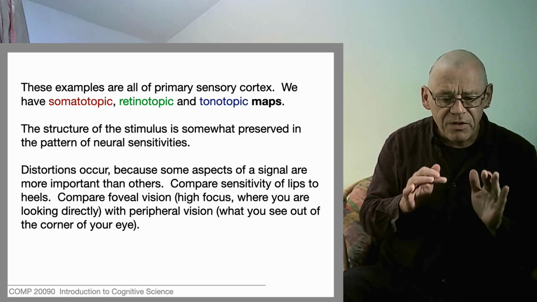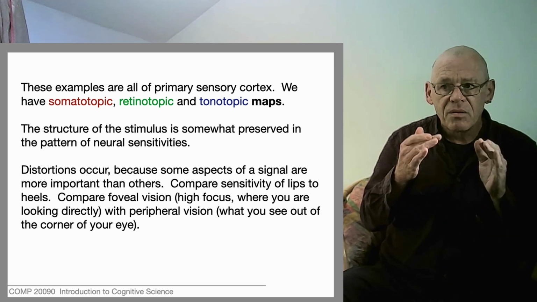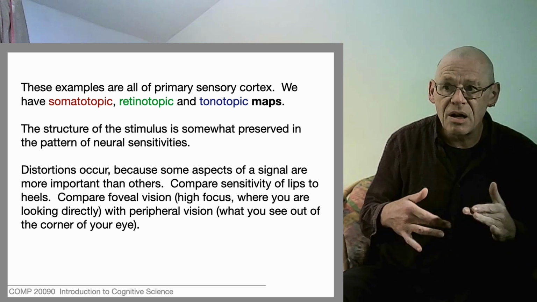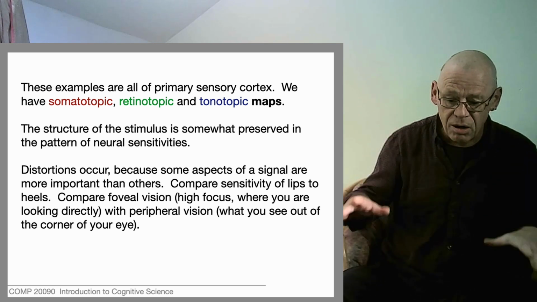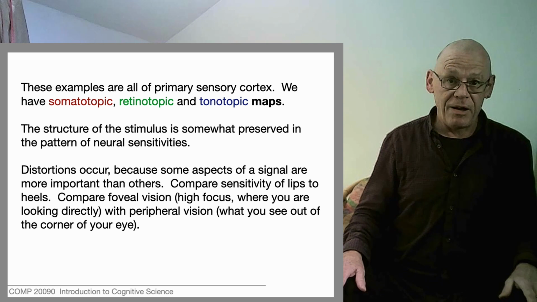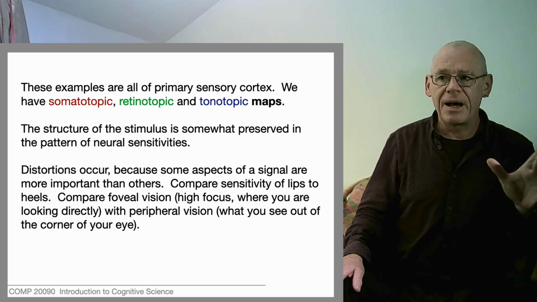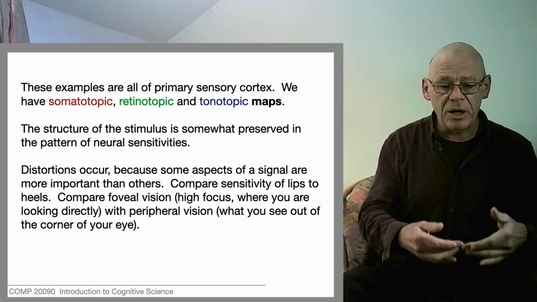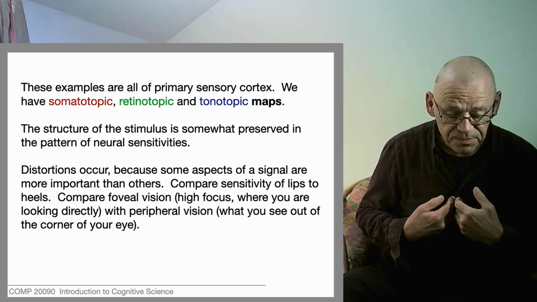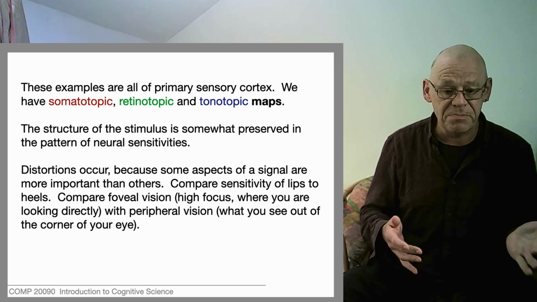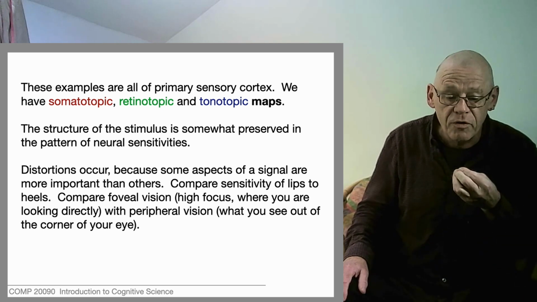In each case, there's something that these all have in common, and it's very important that we understand that. The sensation is going to be occasioned by the play of energy on the retina or in the ear or on the skin. And that play of energy has a certain structure which is spatially distributed, spread out. And that spreading out or distribution of the energy is somewhat preserved as we look at the sensitivities of the primary cortex. There are distortions because some aspects of a signal are more important than others. We saw this with the lips and the heels, or with the fovea and peripheral vision.